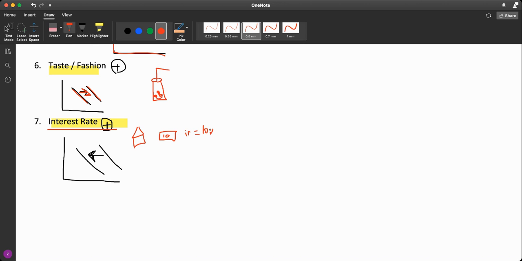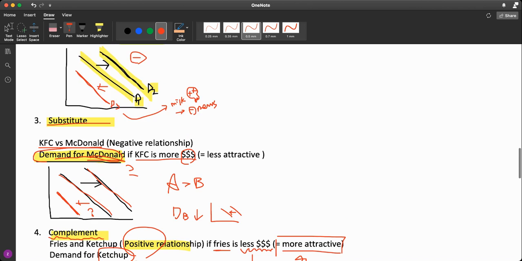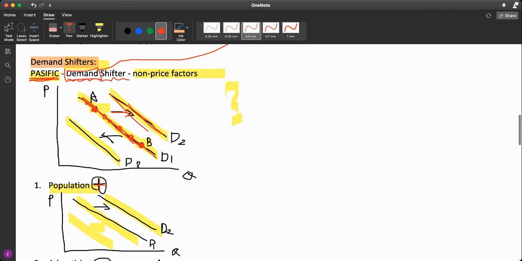So to wrap up, any change in non-price variables, as we have already introduced, will result in a shift in the entire demand curve. This is called a change in demand. And any change in price will then lead to a change in quantity demanded. So next time, I will show you the difference on the graph.